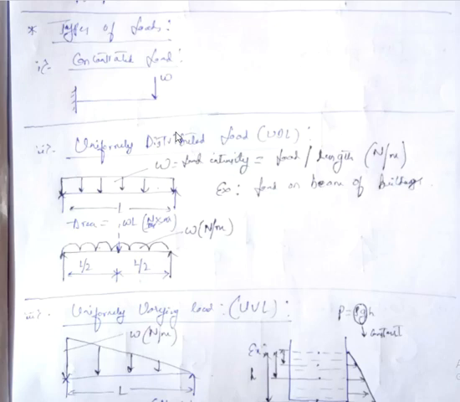Okay, in today's lecture, we'll study different types of loads. Basically, there are three types of loads which we are going to focus on. The first type of load is concentrated load. If you look at this diagram, concentrated load means the load is acting at a single point. Such a load is called a concentrated load, or also called a point load.